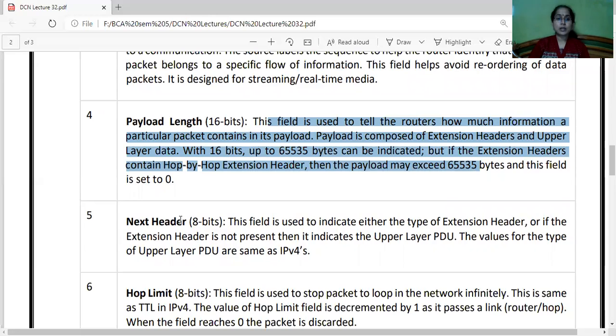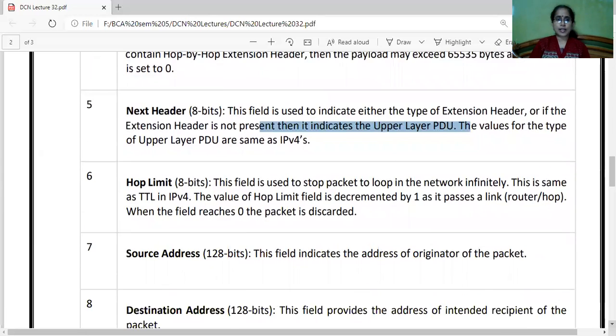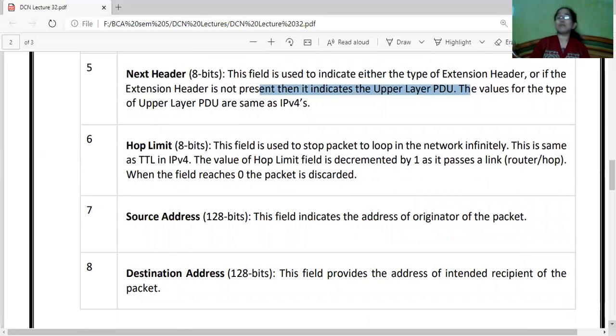bytes in this field. Next header, as I told you, this field is used to indicate either the type of extension header, or if the extension header is not present in that, then it indicates the upper layer PDU. Okay, so this is about next header utilization. Source address, 128 bits. This field indicates the address of the originator of the packet, and that destination address provides the address of the intended recipient of the packet.